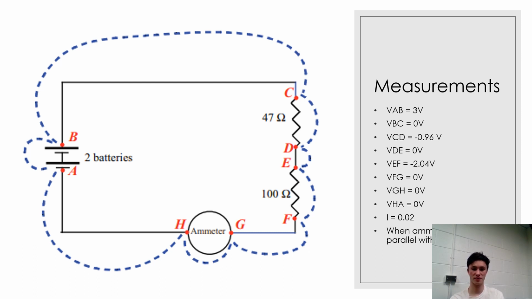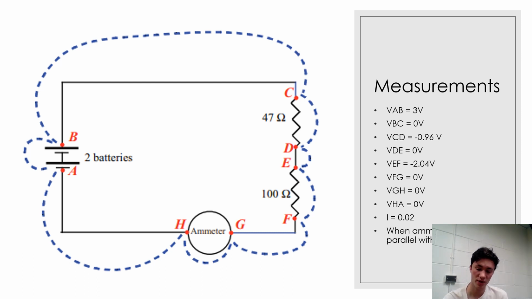As you can see here, across the battery, the potential difference was 3 volts. The potential difference across the first resistor was 0.96 volts. Potential difference across the second resistor was 2.04 volts. And the entire overall circuit current was 0.02 amps. Also, across all the other components, which include the wires and the ammeter, the potential difference was 0 because in this ideal simulation, none of those have any resistance.